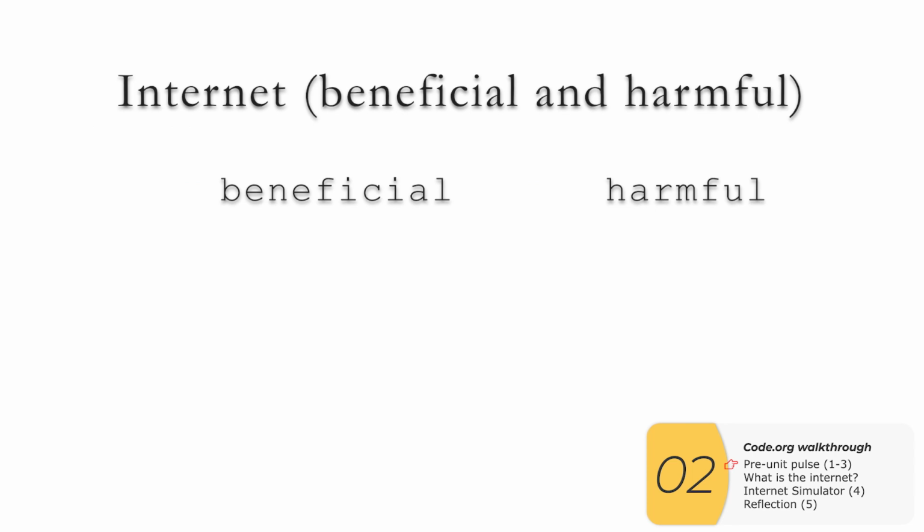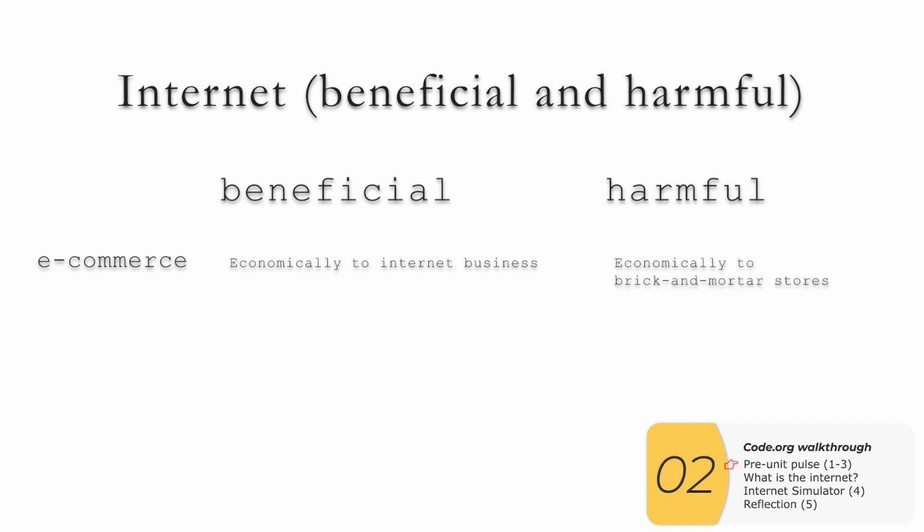So the first one I'll talk about is e-commerce. E-commerce is beneficial economically to internet businesses, something like Amazon. But at the same time, by its very nature, it's going to be harmful economically to brick and mortar stores, so traditional family-owned stores, for example.